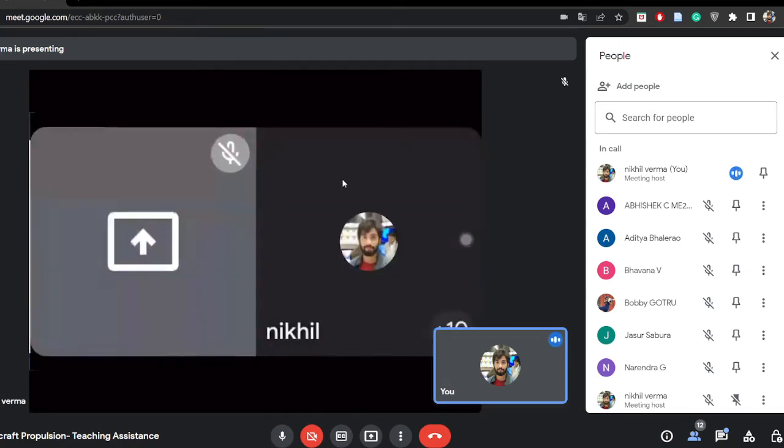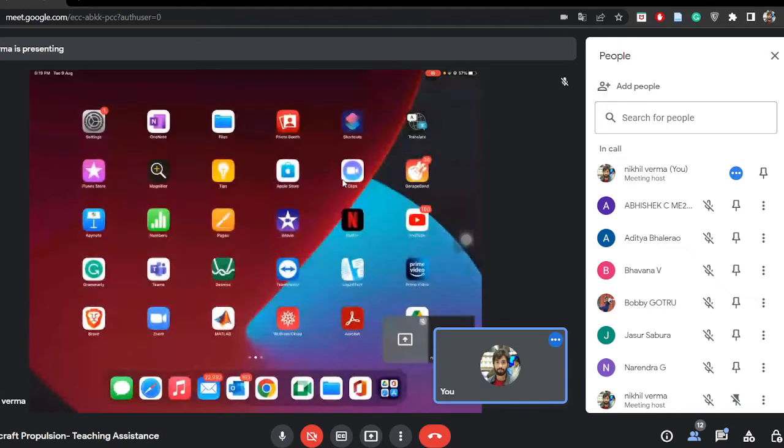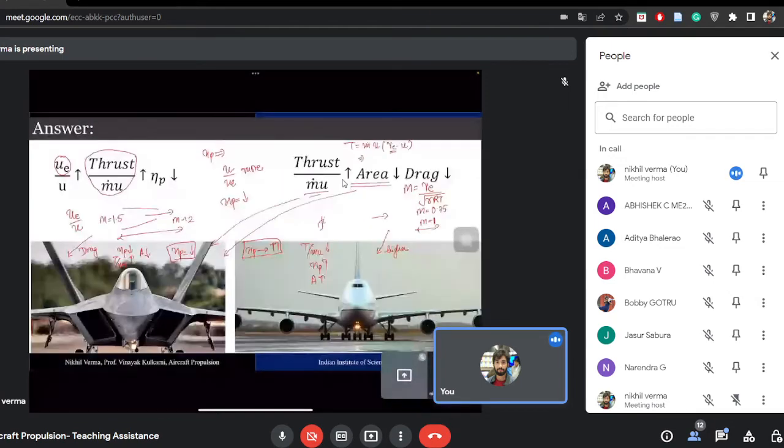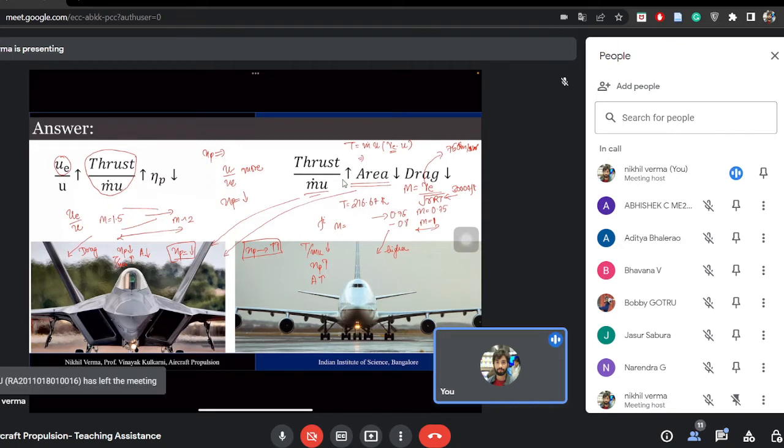So for these commercial aircraft, the velocity is nearly around 750 kilometers per hour, and they cruise at an altitude of 30,000 feet, where the temperature is 216.67 Kelvin. If you compute the Mach number at this point, it will come to nearly 0.7 to 0.8.